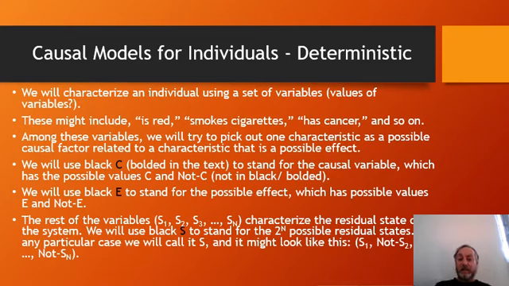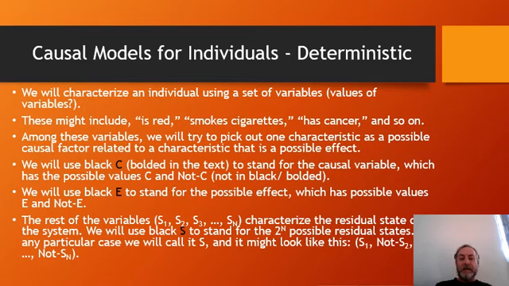So we might say fairness of skin, so it'll be fair and not fair. Has skin cancer, it'll be has cancer or does not. These are binary things. And then same with the effect. The black E stands for the variable of the possible effect, and then the possible values: has skin cancer, does not.